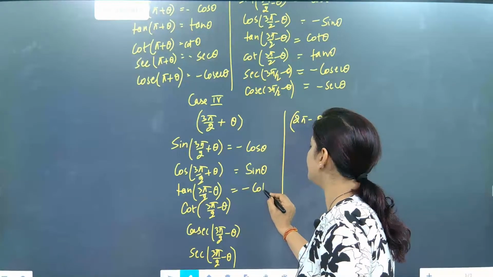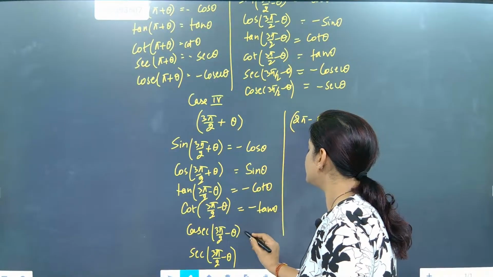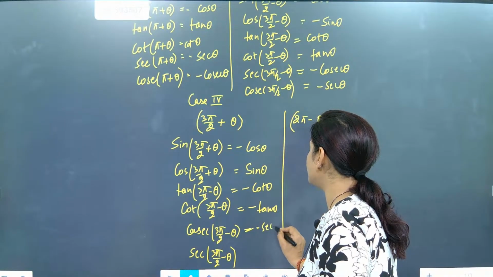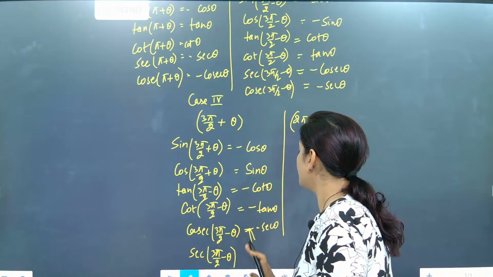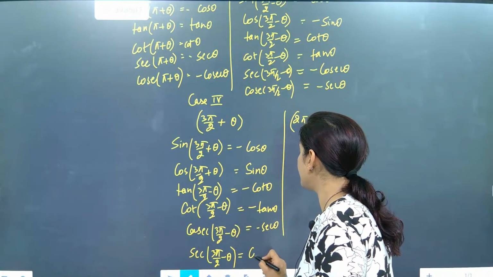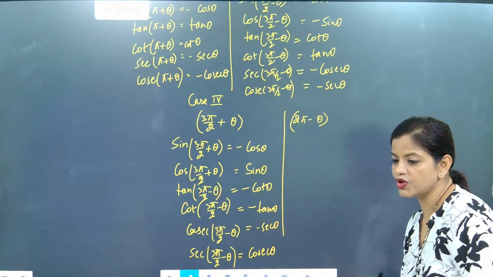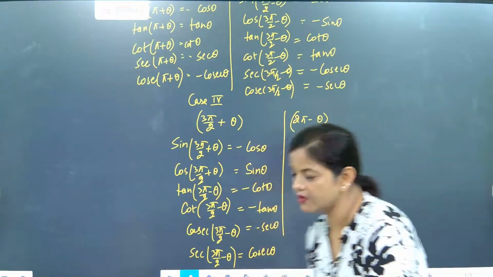Tan theta will give minus cot theta. Cot theta will give minus tan theta. Cosecant theta will give minus secant theta, but secant theta will give positive cosecant theta. So this is the story for the fourth quadrant, beta.